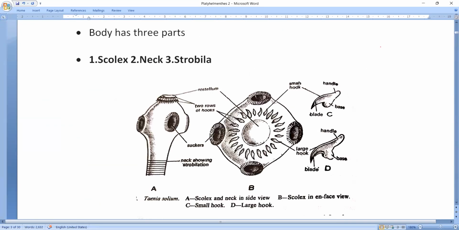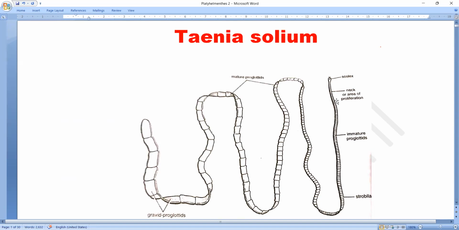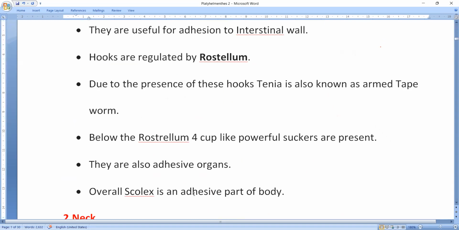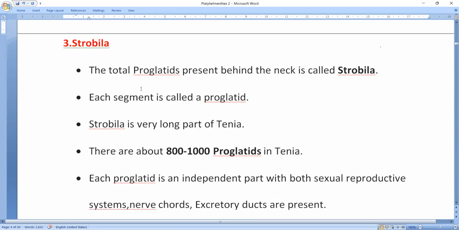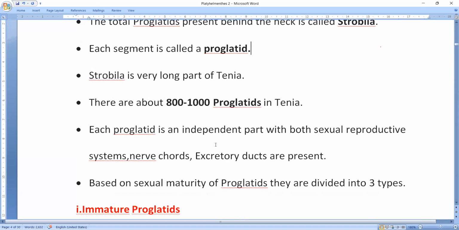The third part of the body is strobila, which we have seen. Once again, this is scolex. This part is neck, without segments, and the remaining part is strobila. The total proglottids present behind the neck are called strobila. Each segment is called a proglottid, and strobila is a very long part of taenia. About 800 to 1000 proglottids are present in Taenia Solium.